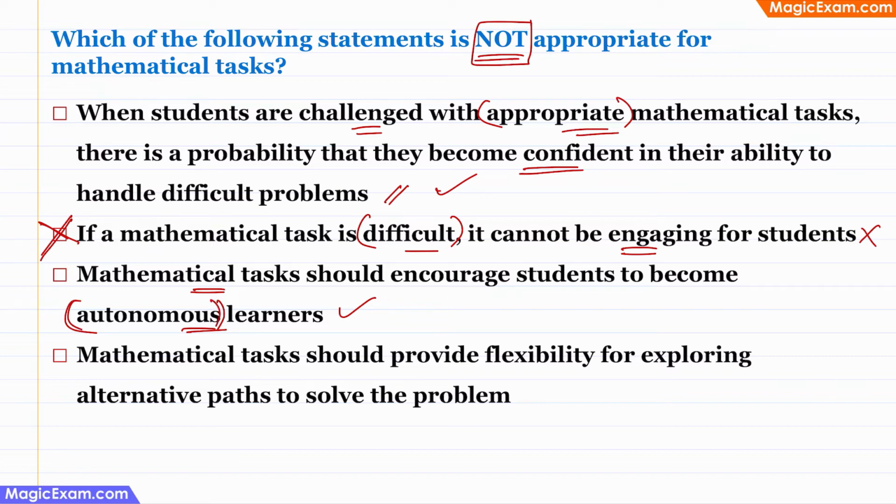And the last one, mathematical tasks should provide flexibility for exploring alternative paths to solve the problem. This is also a correct statement. As we have seen, there can be more than one method to solve a problem. And students should be encouraged to explore all these different methods of solving the problem and not just follow blindly whatever the teacher has prescribed. Therefore, mathematical tasks should provide that flexibility for exploring alternative paths. So, statement 1 is correct, statement 3 is correct, and statement 4 is also correct. Only statement 2 is incorrect and not appropriate.